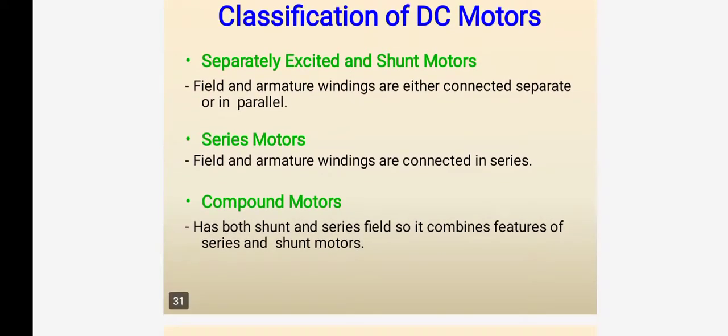Now the classification of DC motors. There are different types of DC motor. One is the separately excited and shunt motor, where the field and armature windings are either connected separately or in parallel. Then the series motor, where the field and armature windings are connected in series. The compound motor has both shunt and series fields, so it combines the features of series and shunt motors. So there are three types of DC motor: separately excited and shunt motor, series motor and compound motor.